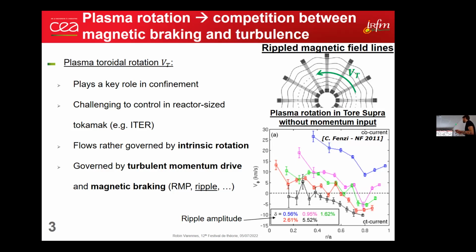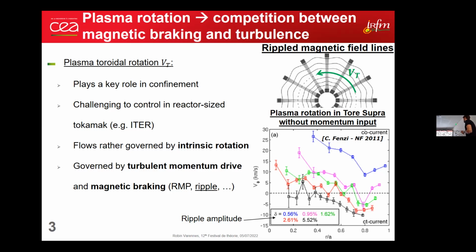In tokamaks, it can come from external perturbations like RMPs, which we mentioned yesterday. The one of interest for us today is the magnetic field ripple. If you look at the figure on the top right, the magnetic field ripple is the name given to the modulation of the magnetic field due to the finite number of coils. Here you have a view from above of the tokamak, and the direction of the toroidal velocity. In black, you have the coils that generate the magnetic field, and you can see that the magnetic field lines are modulated because there is not an infinite number of coils.